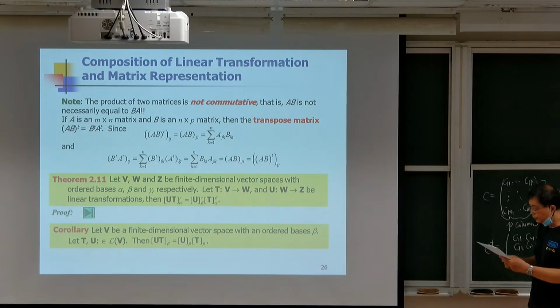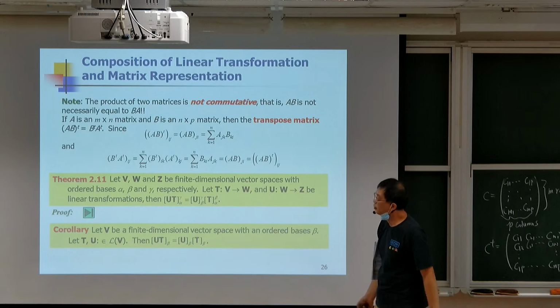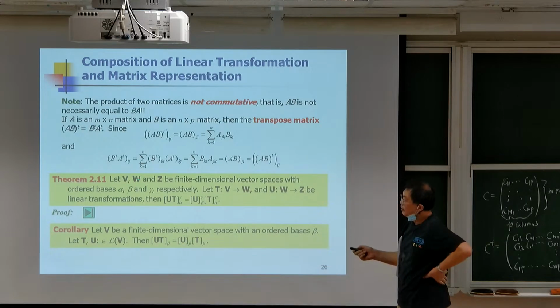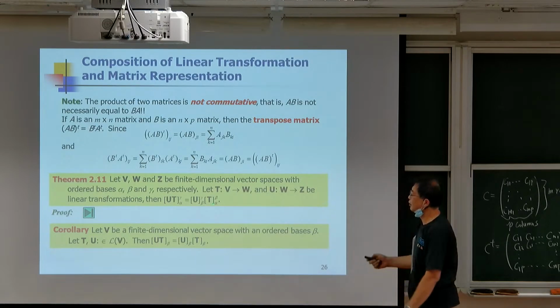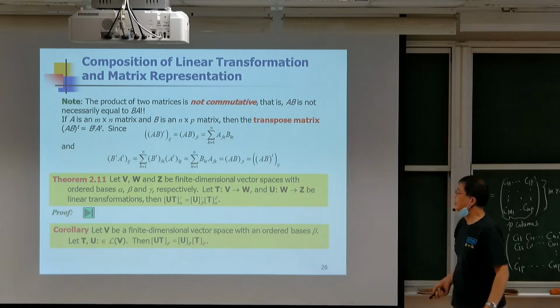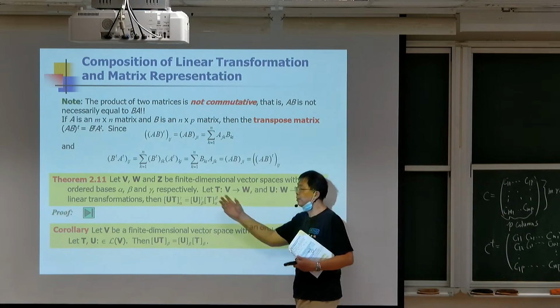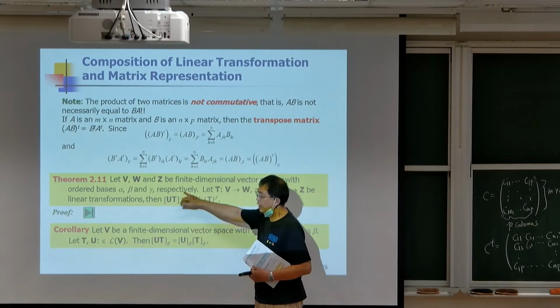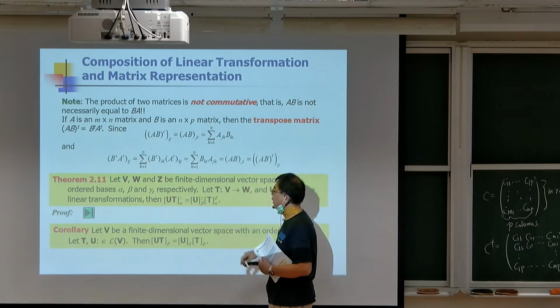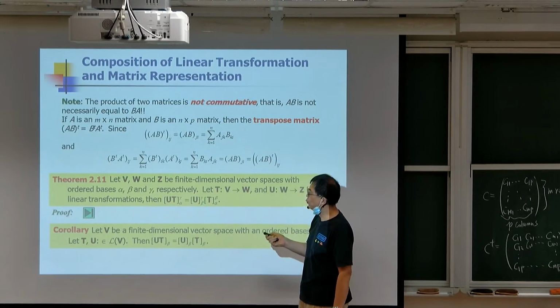And then we want to discuss theorem 2.11. 2.11 says that let V, W, Z be finite dimensional vector spaces with ordered bases alpha, beta, and gamma, respectively. And let T be the linear transformation from V to W, and U be from W to Z, and they are both linear transformations. Then the matrix representation of the composition of the linear transformations from alpha to gamma, that is from V to Z, will be equal to the matrix multiplication of U and T.